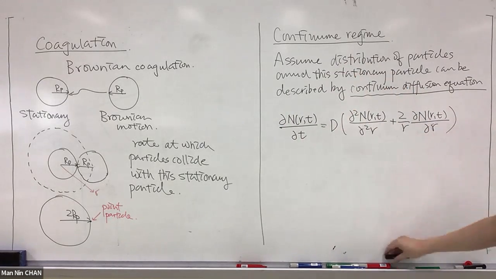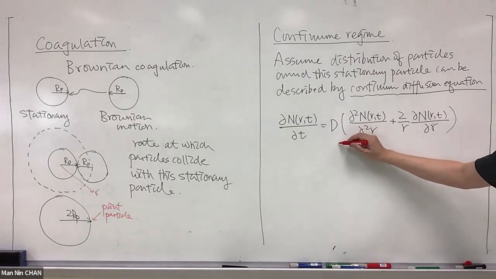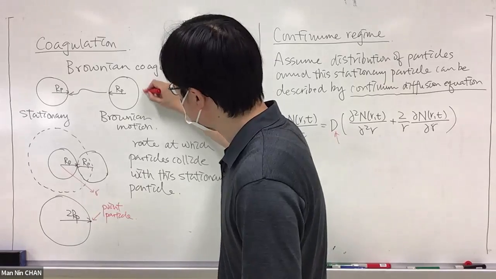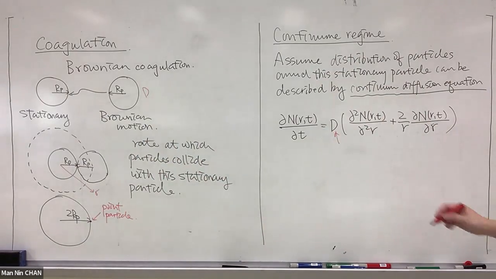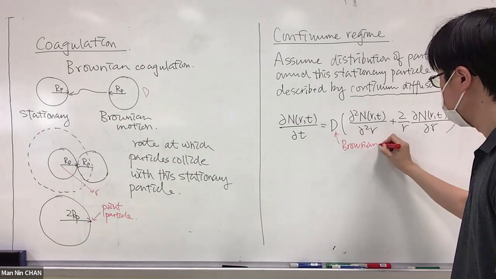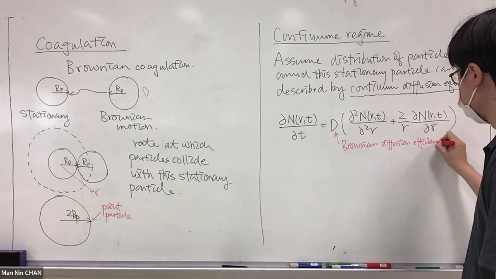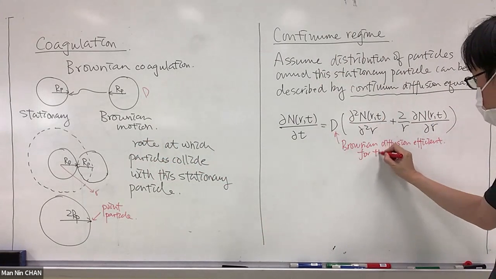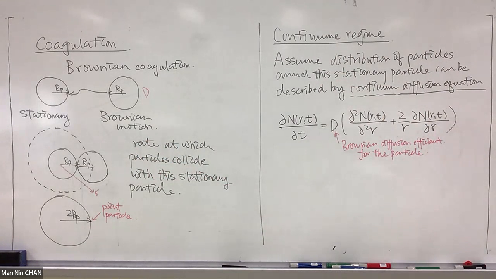The only thing is, I think we know this: D is the diffusion coefficient of the particle. Because it is a particle, you need a diffusion coefficient to describe the Brownian diffusion. Therefore, D is the Brownian diffusion coefficient for the particle. And then this is the equation.